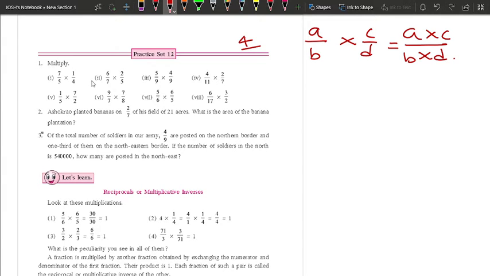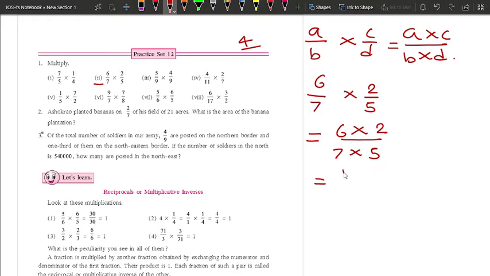So we have 6 by 7 into 2 by 5. And the important thing in multiplication is to reduce. You have to reduce also if it is necessary. Yes, we will have a look at that. So you will write 6 multiplied by 2 by 7 multiplied by 5. So you can write 6 multiplied by 2 is 12, 7 multiplied by 5 is 35. So this is your answer for the question.